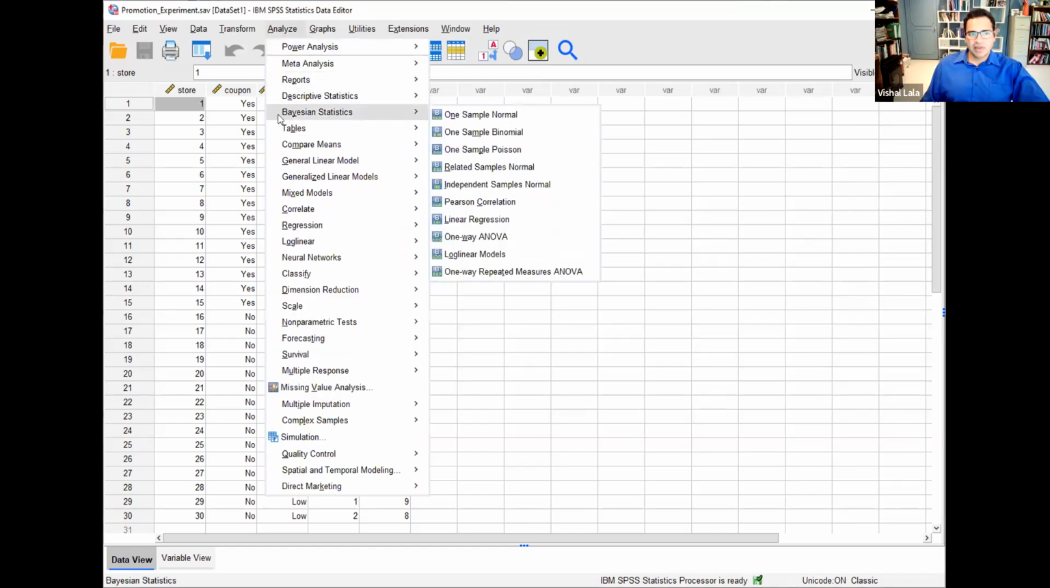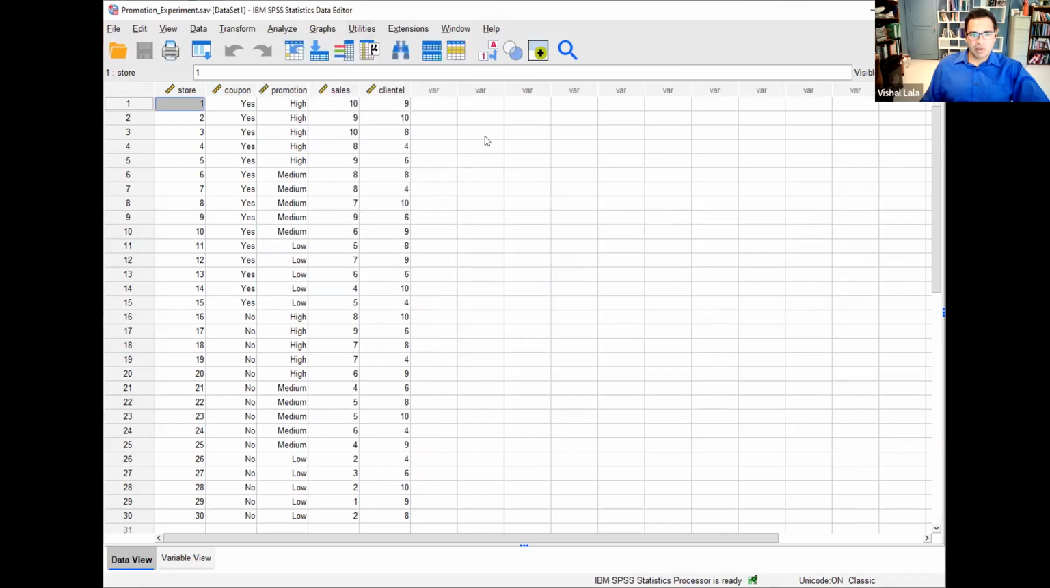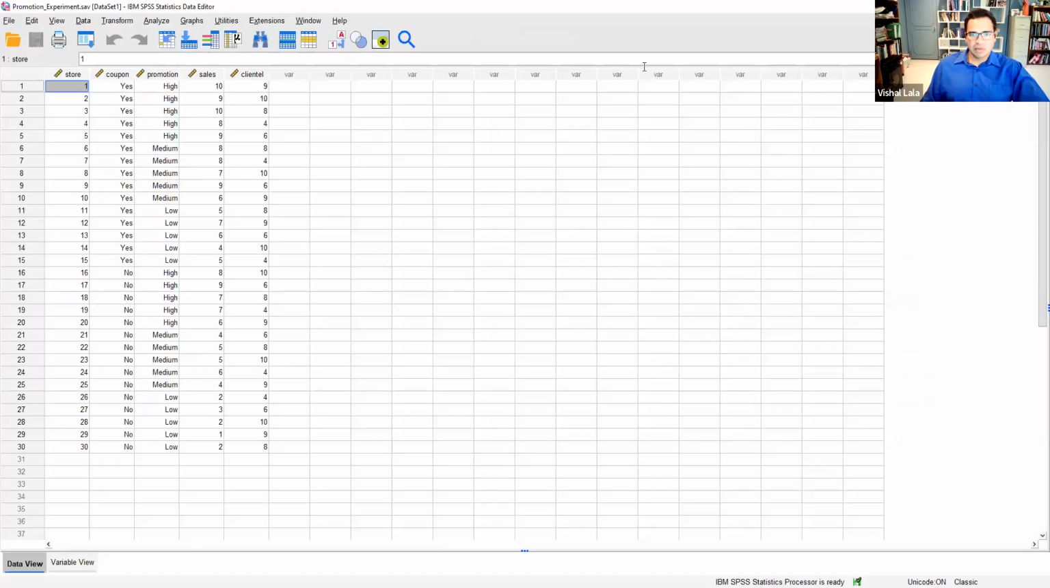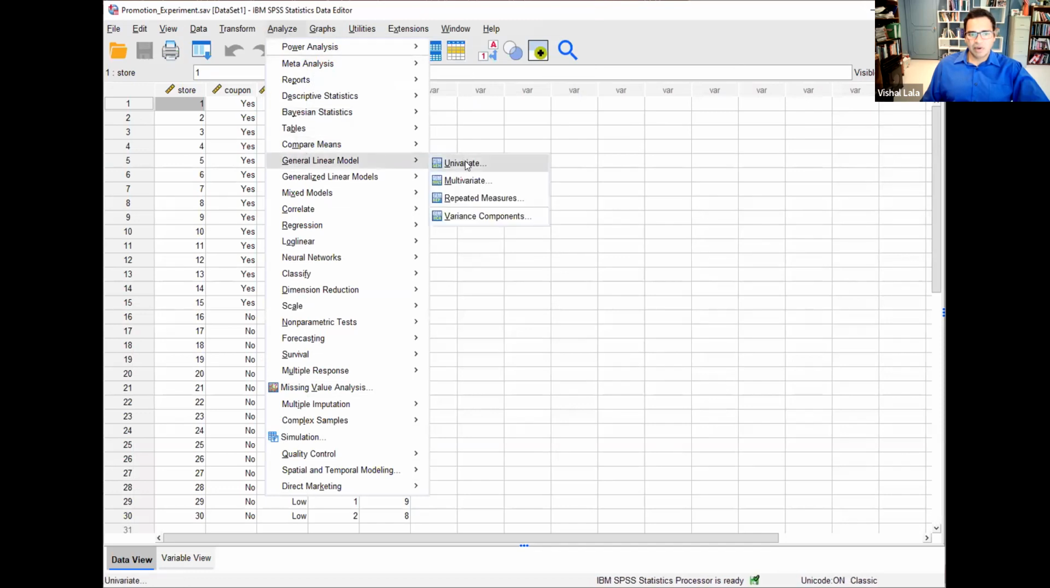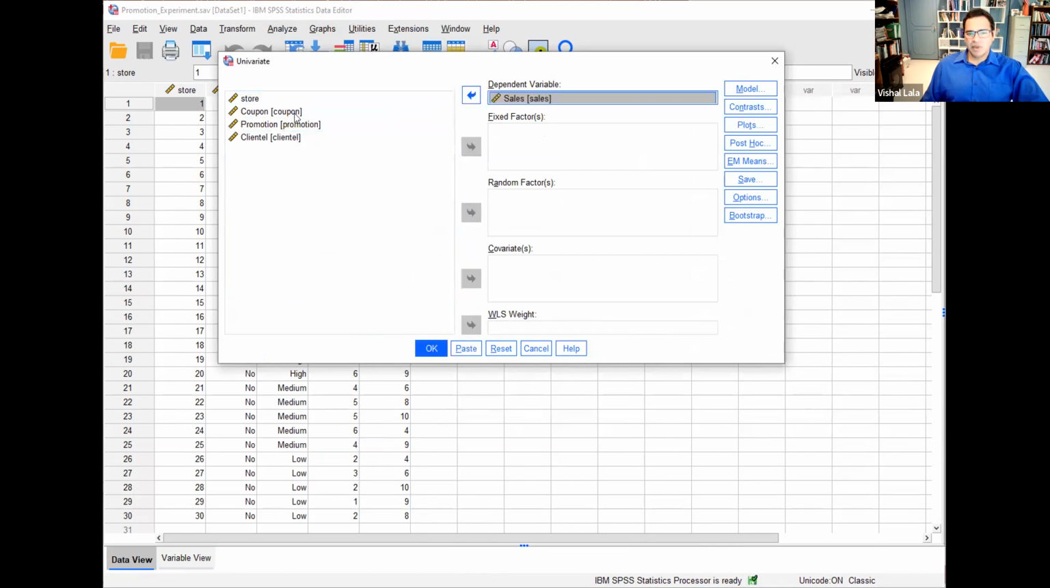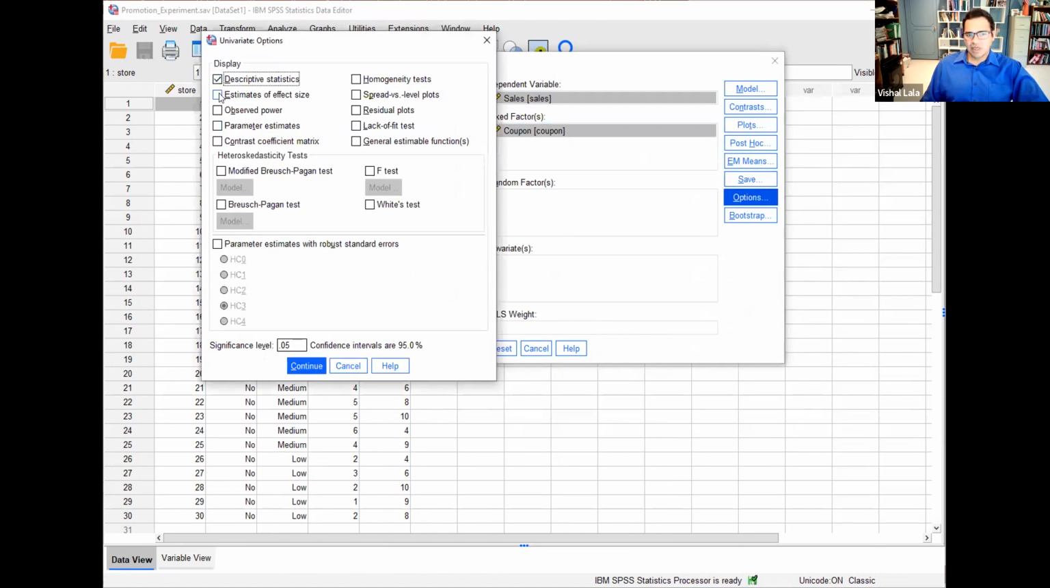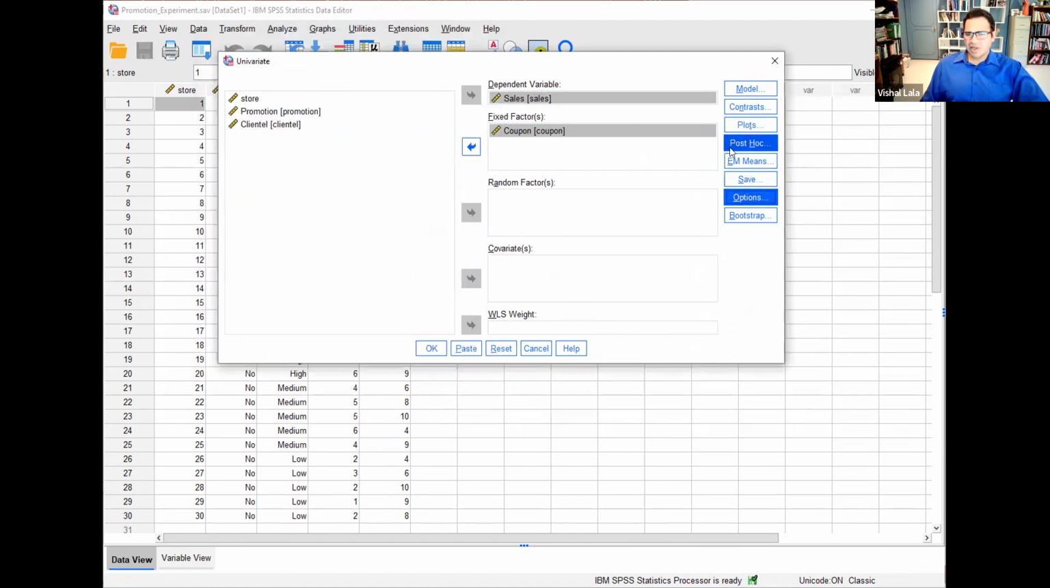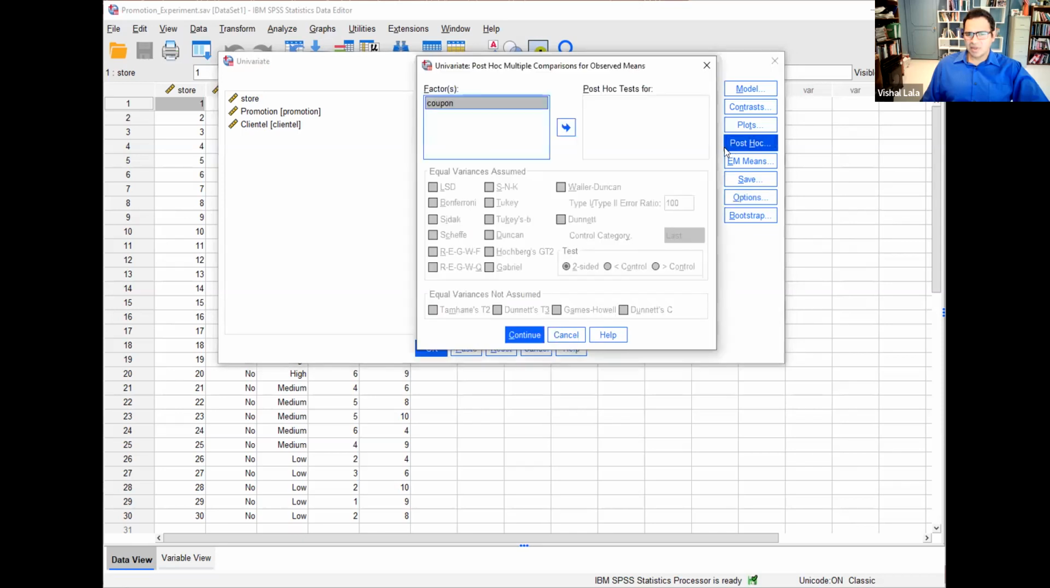To do this, the method is pretty much the same as before. Analyze, general linear model, univariate. I like to always reset my menu here, and move sales over to dependent variable. Coupon is our fixed factor. Let's go as before to options and check a few boxes: descriptives, effect size, and homogeneity tests. Lastly, I'm clicking on Post-hoc.